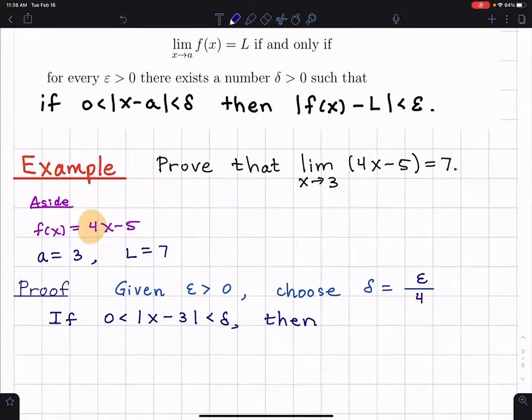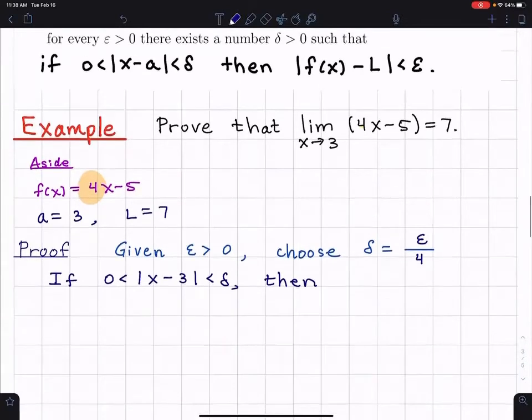So I'm setting that up, and also I'm assuming that the distance between x and 3 is less than delta. By the way, why would it have to be greater than 0? It's greater than 0 because we do not want x to equal 3. If x equals 3, we'll get 3 minus 3 is 0, but we don't want x equal 3. We want to get x close to 3 when we do the limit, but not equal 3.